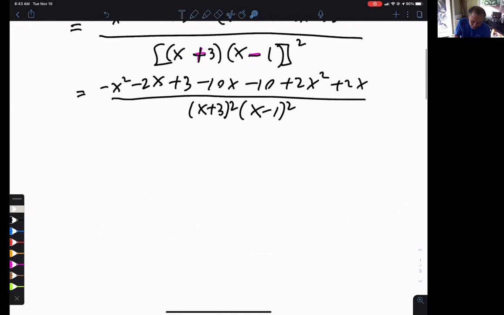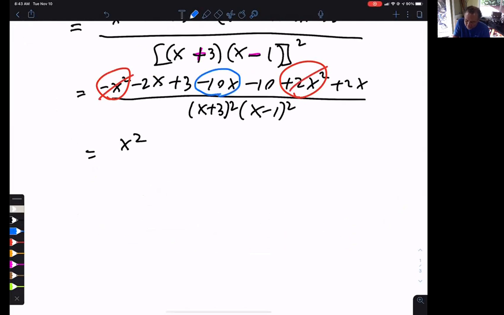Let's keep on doing algebra, combine like terms. Minus x squared and a positive 2x squared, that's going to get us a 1x squared. So we're good with those. Then we have the x's. So we have minus 10, minus 2, that's minus 12, plus 2. Well, those are going to cancel, leaving us minus 10x. And then we have minus 10 plus 3, that's going to be minus 7.